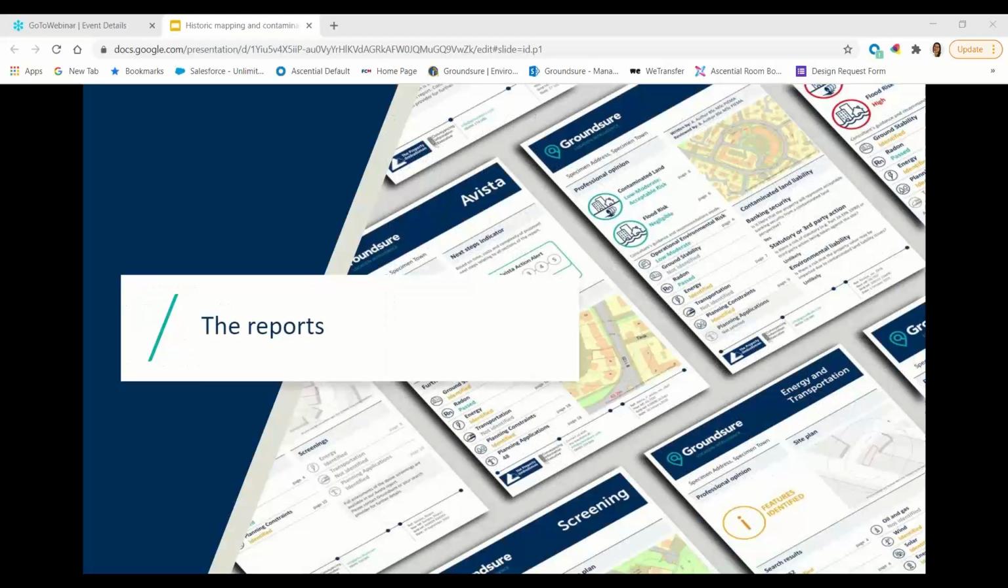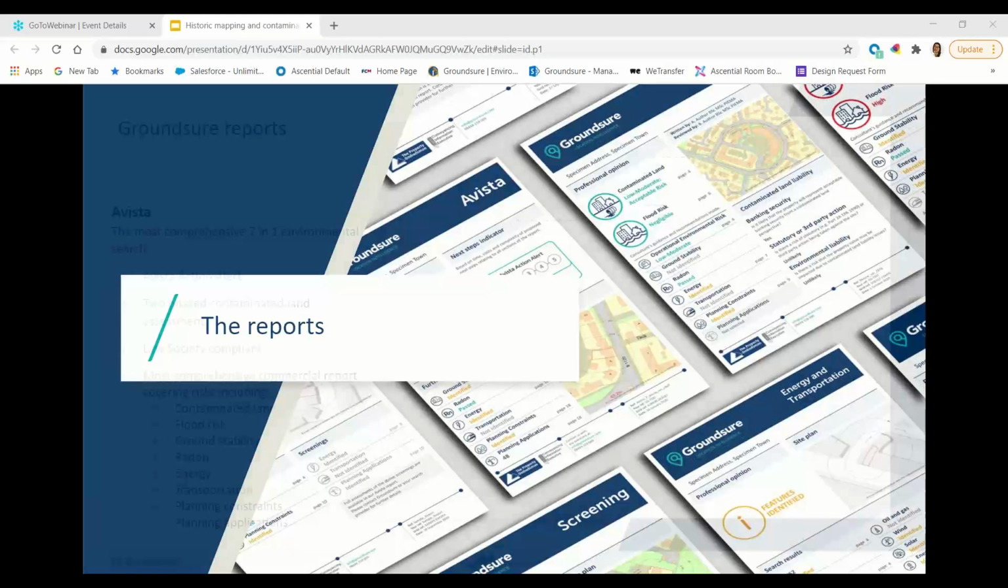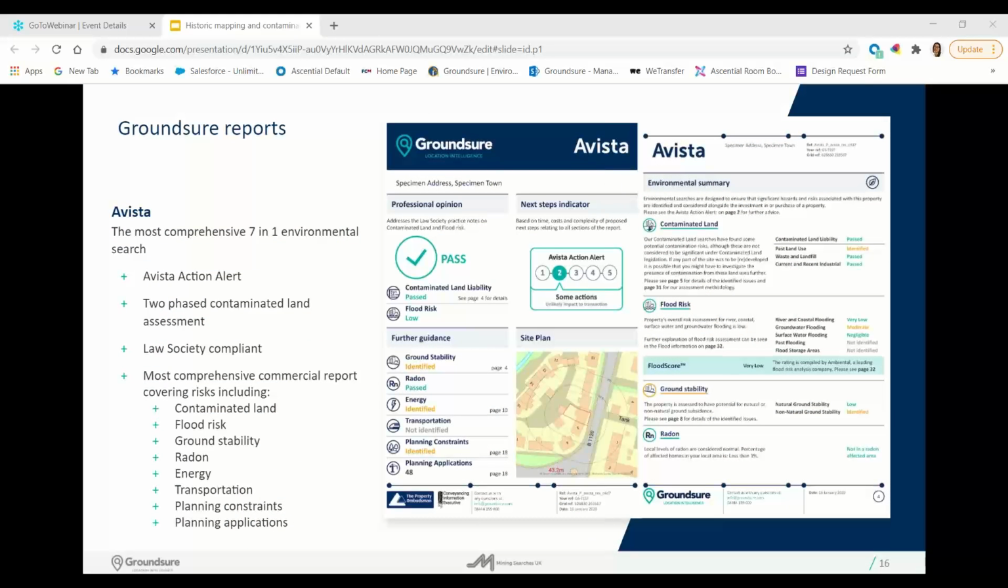Now let's quickly look at reports. We're sort of finishing up now, but quickly looking at reports, and I'll show you which reports this historic mapping and this contamination assessment is always included in. So you have a premium report like Avista, which is basically an all-in-one report. In terms of contaminated land and historic contamination, you are 100% fully covered. To be honest, in all of our core reports, regardless of whether it's Groundsure or Avista or the home buyers, our core environmental reports are always going to include a contaminated land assessment.